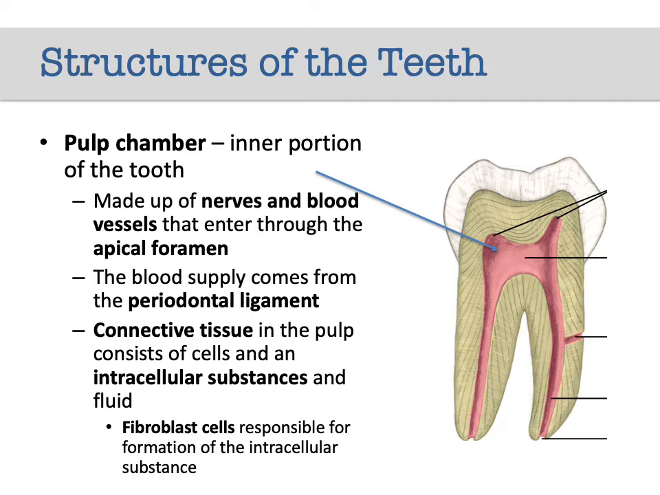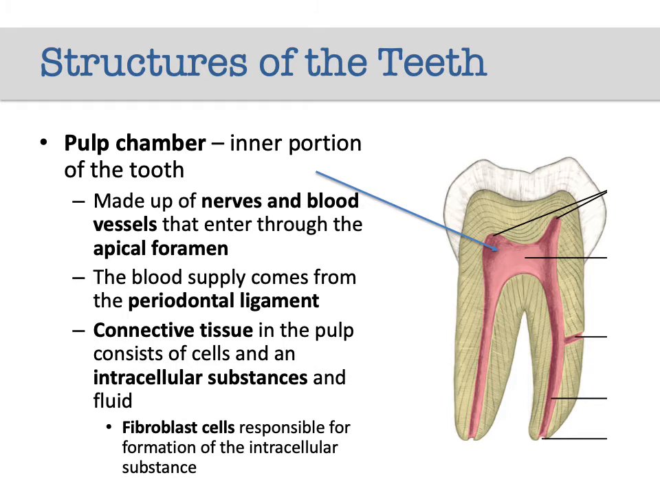is the pulp chamber. Pulp is made up of nerves and blood vessels that enter the tooth through what's called the apical foramen. So apical, apex. So down at the root of each tooth, there's a little opening called an apical foramen. A foramen is a hole. So through that hole is where the nerves and blood vessels come in and enter the tooth.